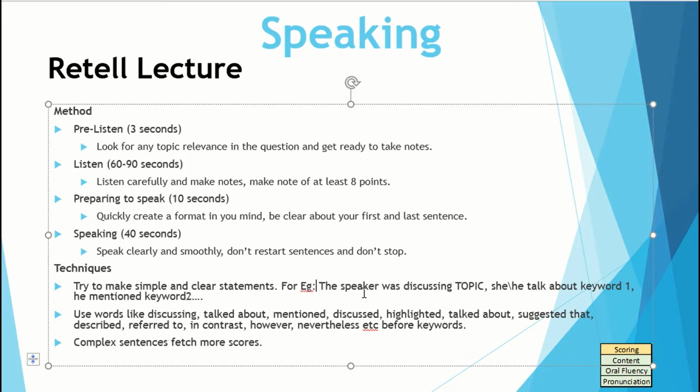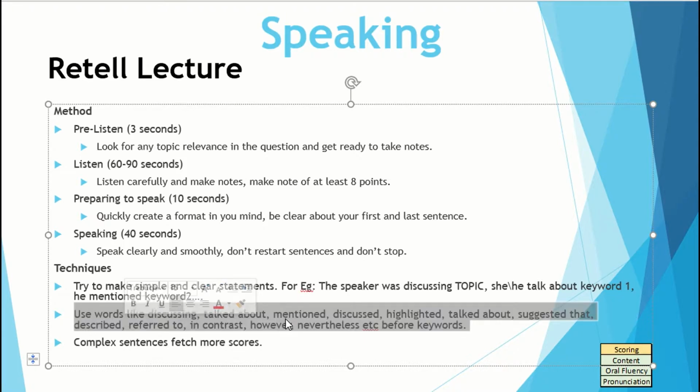Now, coming to some of the important techniques here, you have to make sure that you are sticking to the format if you're not creative with speaking. This is the format, guys. The speaker was discussing topic one. The speaker talked about keyword two. The speaker mentioned keyword three. The speaker highlighted keyword four. So if you are running short of keywords, just make a note of this technique here.